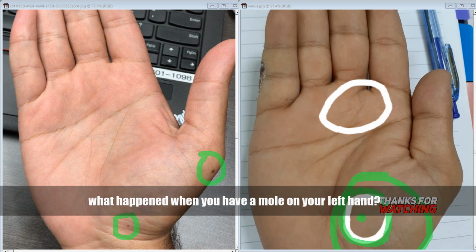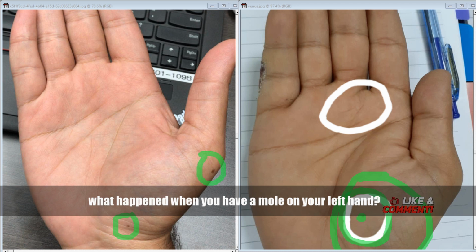The left hand is the hand of the past. The left hand is the passive hand. Past doesn't mean that we are ignoring that particular hand. It does have its importance. So whatever indications might be seen on the left hand, they might also apply to your right hand.